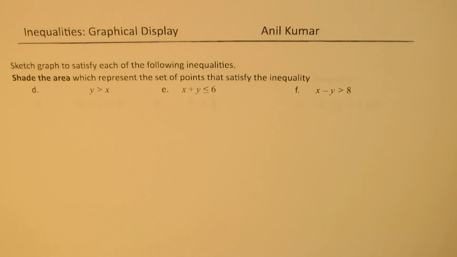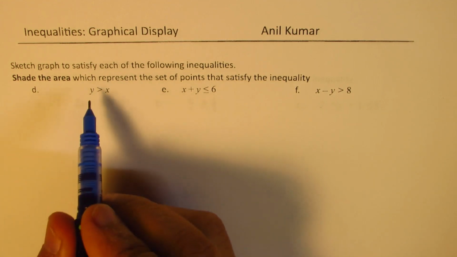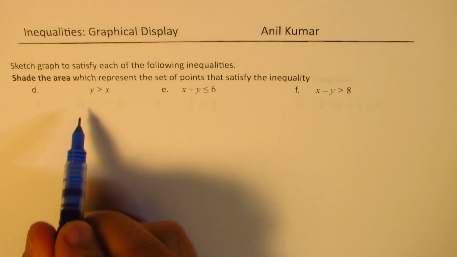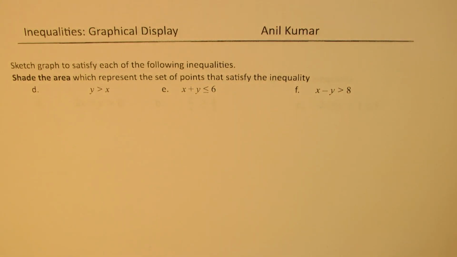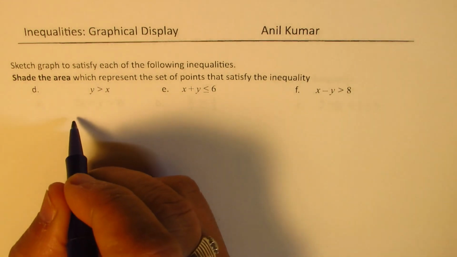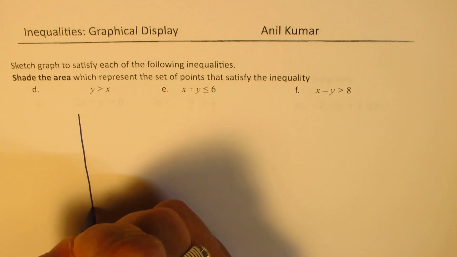We need to now sketch graph to satisfy each of the following inequalities. Shade the area which represent the set of points that satisfy the inequality. So the very first one here is y is greater than x. So what we can do here is draw a line which is y equals to x.